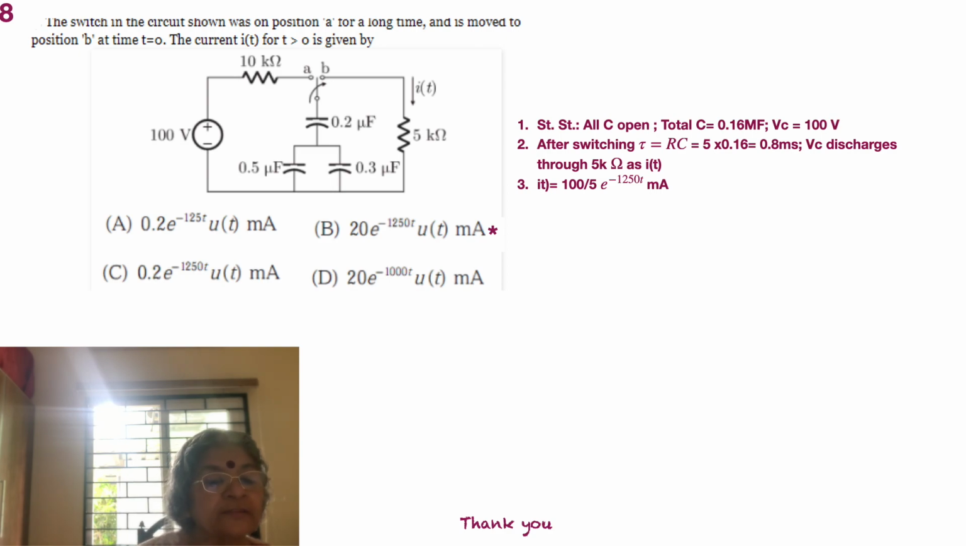Before that, let's read the problem. The switch in the circuit shown was in position A for a long time and is moved to position B at t equal to 0. The current i(t) for t greater than 0 is given by.